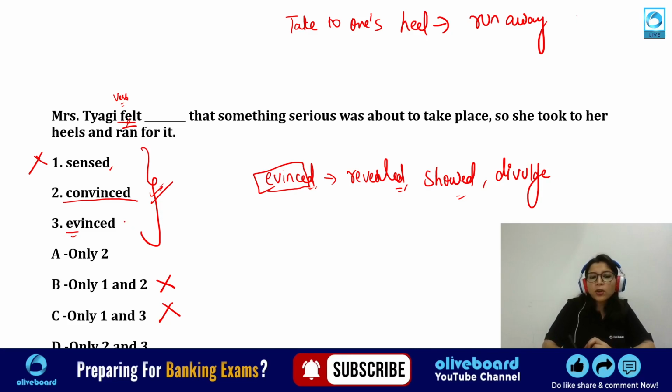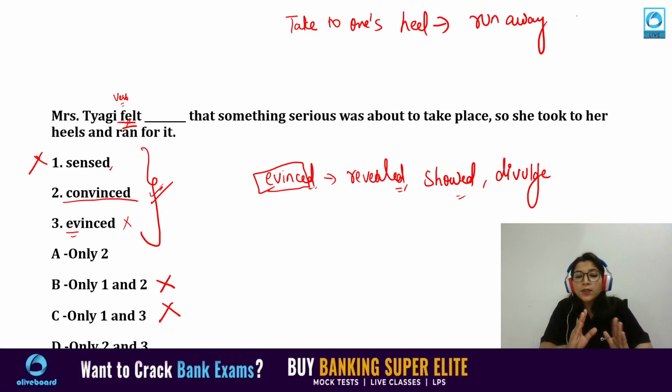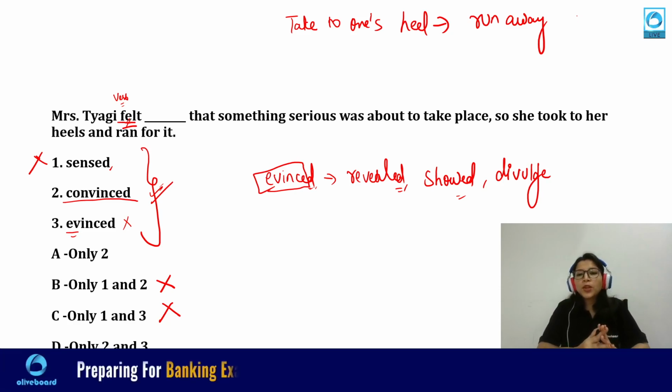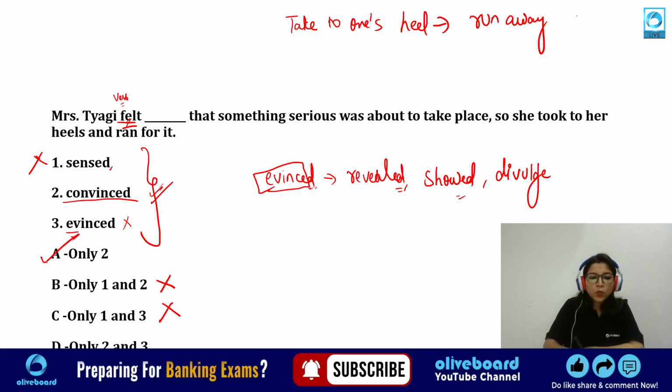So evince is not making any sense here. If you know the meaning, you will be able to eliminate that. Evince का मतलब होता है to reveal something, to show something, to divulge something. So since it is not making any sense, this option can also be eliminated. So the correct option is only 2.